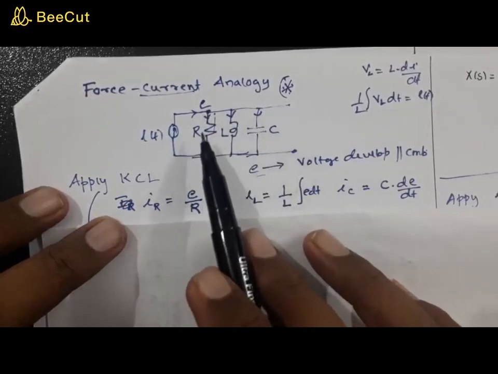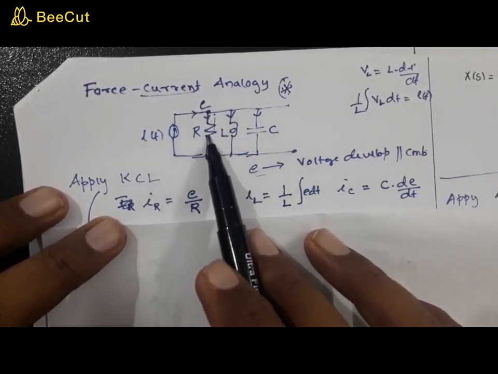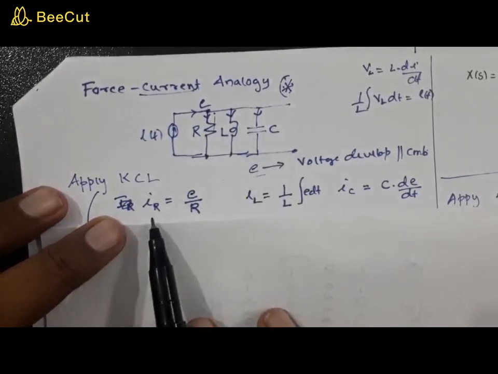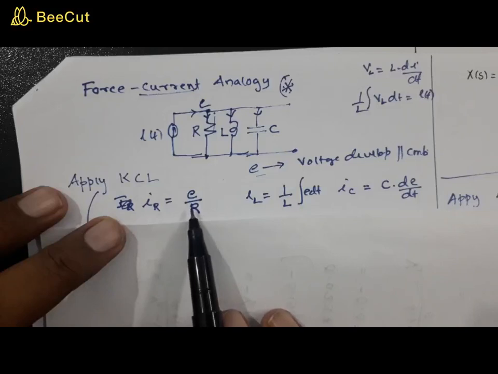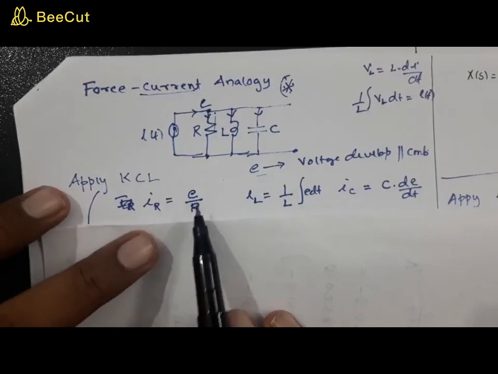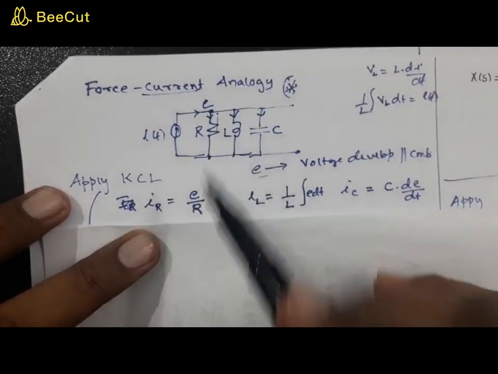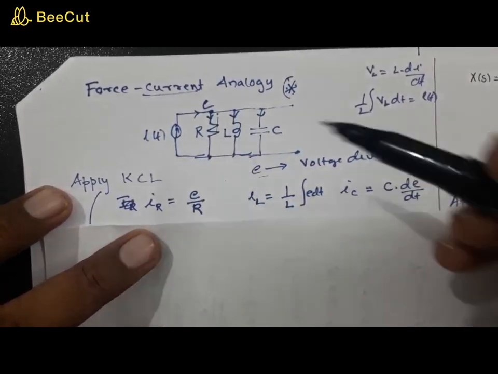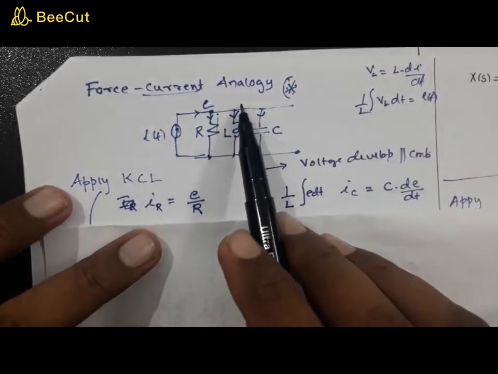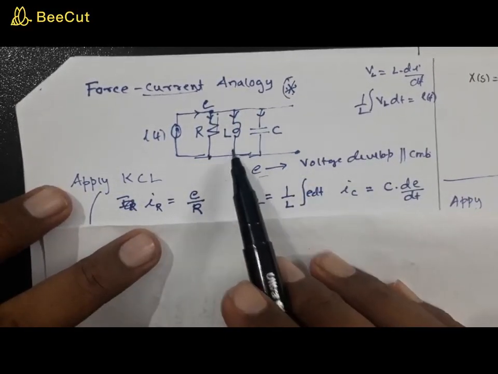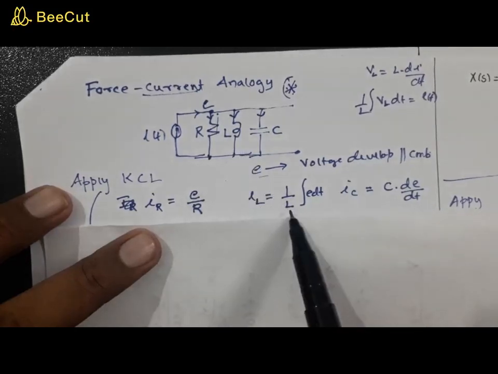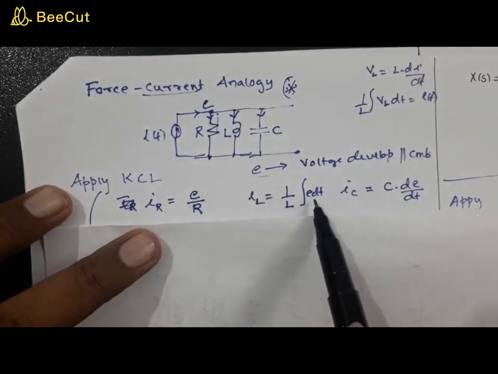Now let's see what is the current through R, L and C. So you have IR equal to E by R, that's from Ohm's law, no? E is the voltage developed across the resistance, so it is equal to E by R. And if you have the voltage developed across the inductance, then you can find IL by using this equation, 1 by L integral E dt.